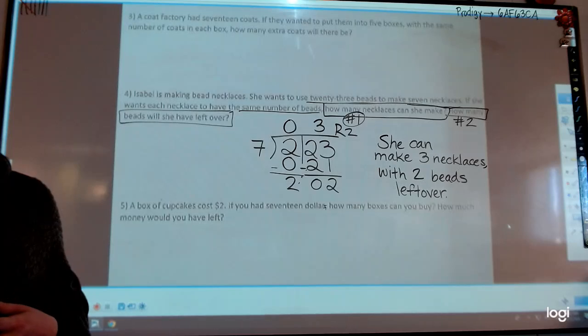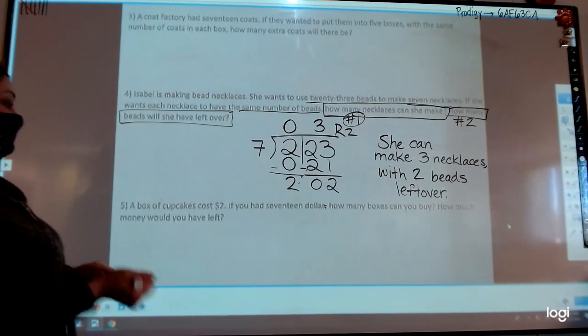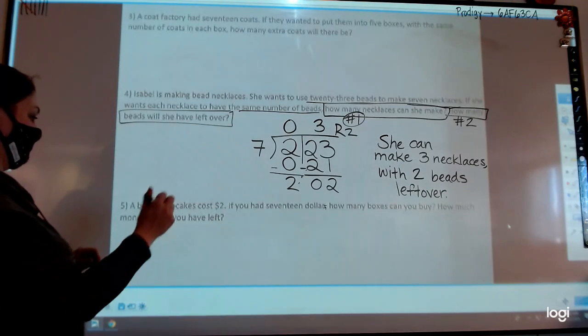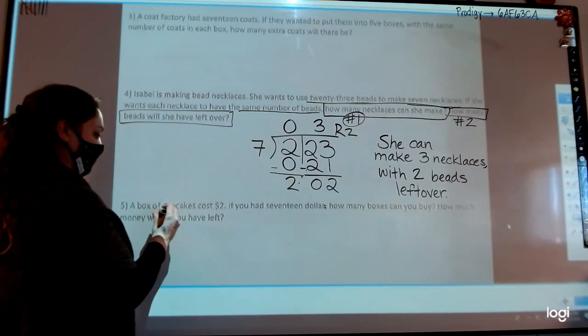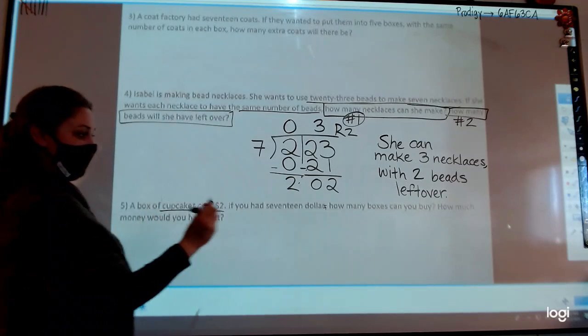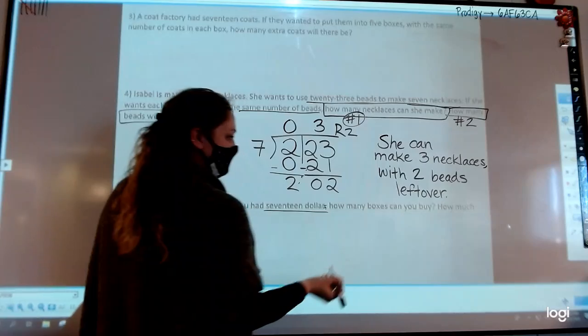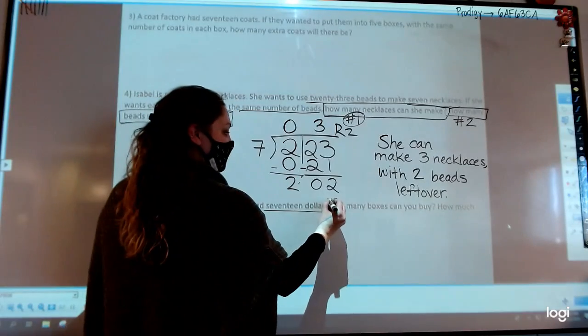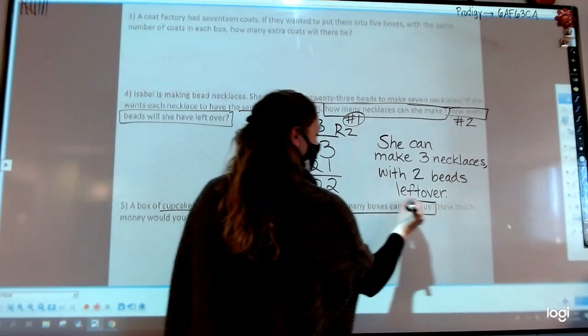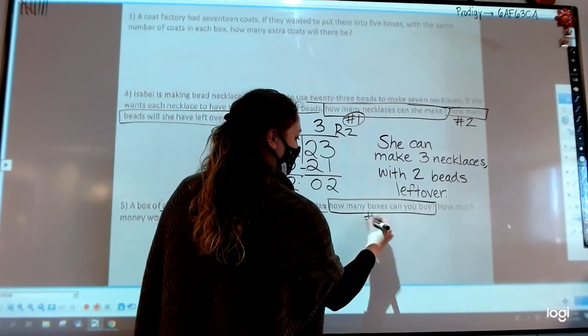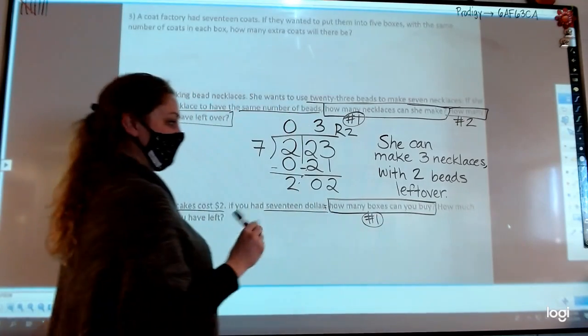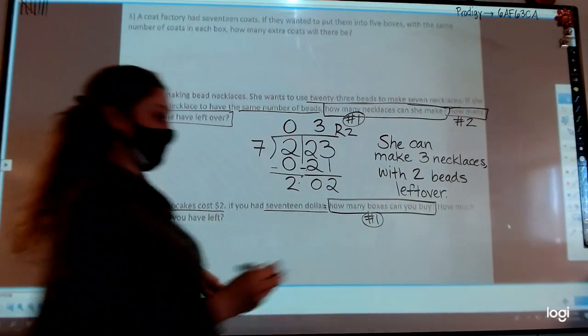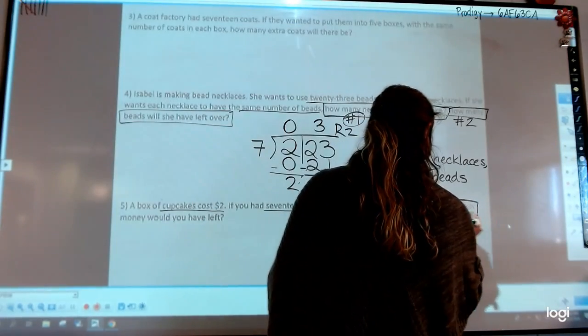Is this another 2-part question? It is. So let's underline our important stuff. You guys should know how to do that now. Cupcakes, a box of them is $2. I have $17. First, how many boxes can I buy? That's my first question, number one. And then, how much money would I have left? Second question.